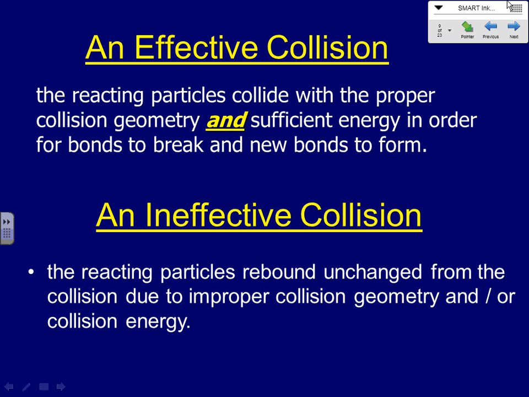An ineffective collision is where the reacting particles rebound unchanged from the collision due to either improper collision geometry or not enough energy. It's one of those and/or scenarios. You need both requirements to have a successful collision, but if only one requirement is not achieved, unsuccessful chemical reaction.